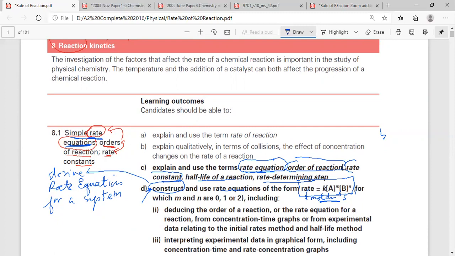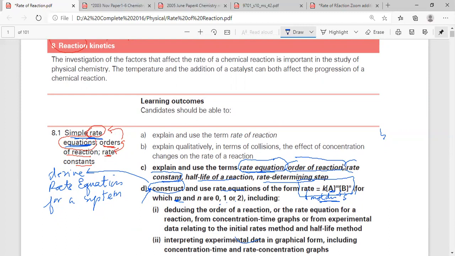Only one of the reagents or one of the products, not two. Here you can have two reagents, A and B, or C as well, with powers m and n. This is the order, which is 0, 1, and 2. This whole thing we will talk about later.